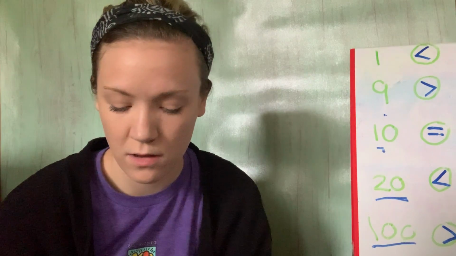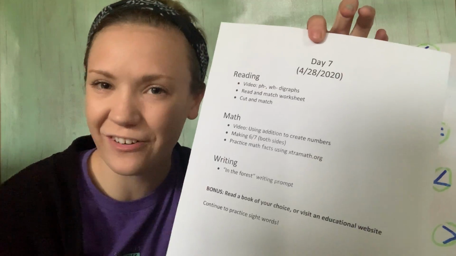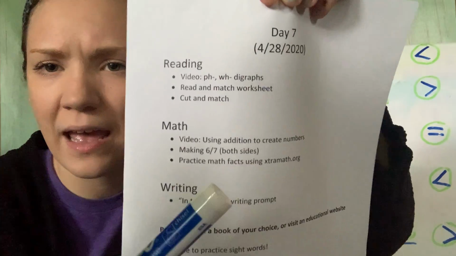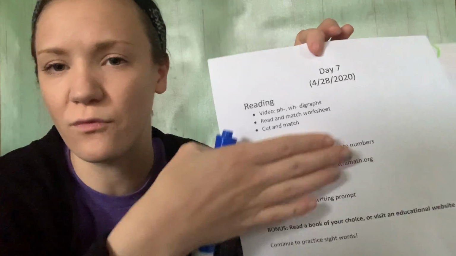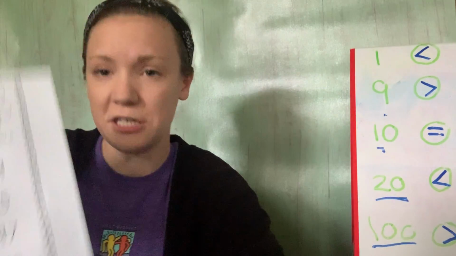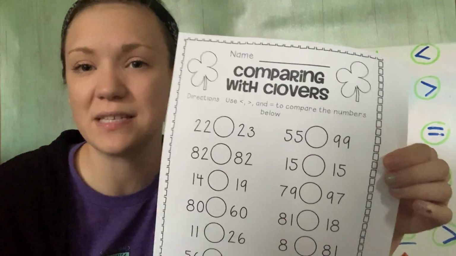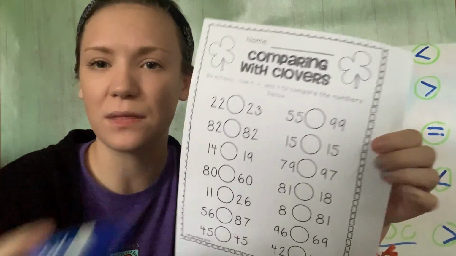Now, kindergarten, that is all we have to do for our worksheet today. What you're going to do now, I guess I should have started this video. In your packet for day 7, it says that the video today is using addition to create numbers and making 6 and 7 both sides. That's not correct, kindergarten. So don't follow what's on the packet. I'm not sure what happened there. But the worksheet that is in the packet is the correct one. So this is the worksheet that goes along with today's video. It's called Comparing with Clovers.